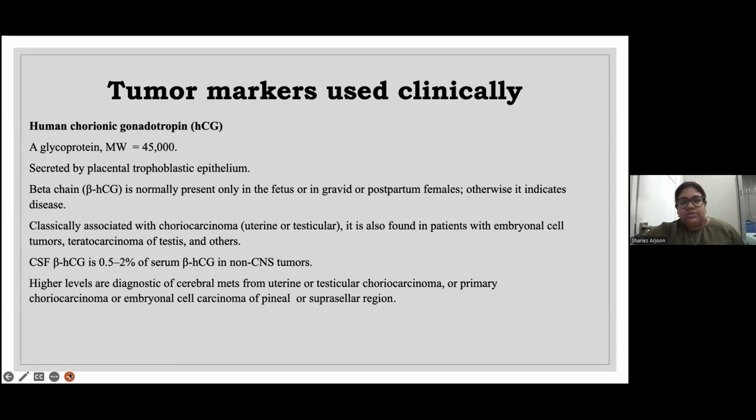So the use of tumor markers clinically, I'll just make mention of a few. Human chorionic gonadotrophin, or HCG, is a glycoprotein, and higher levels are diagnostic of cerebral mets from uterine or testicular choriocarcinoma or primary choriocarcinoma or embryonal cell carcinomas of the pineal or suprasellar region.